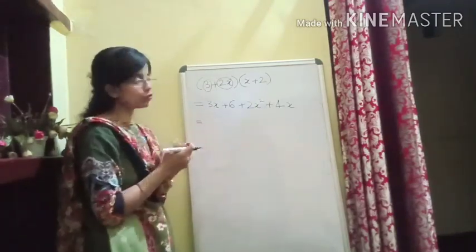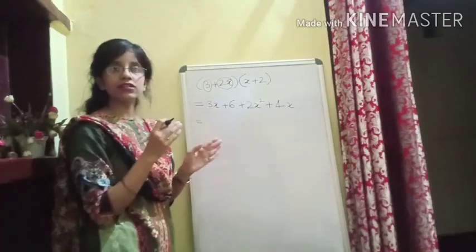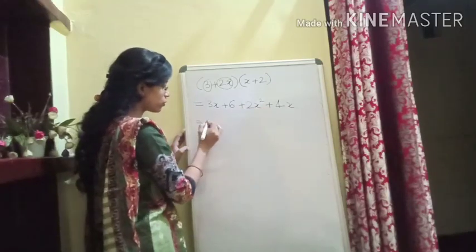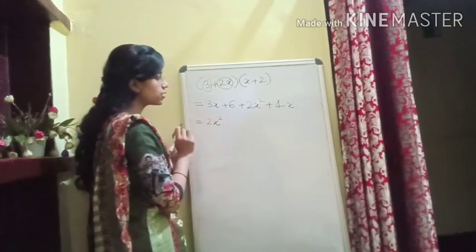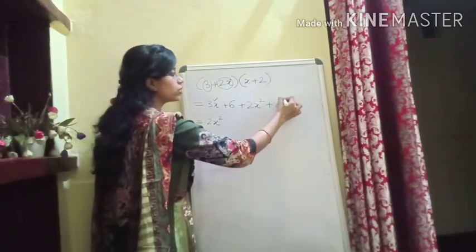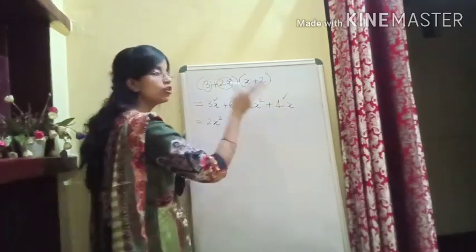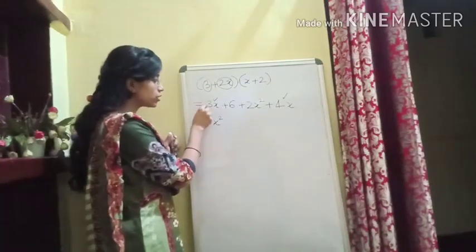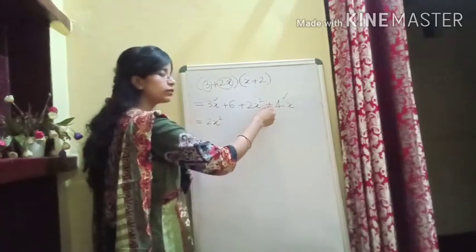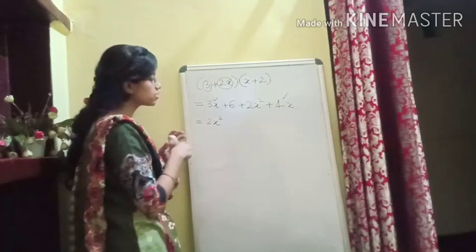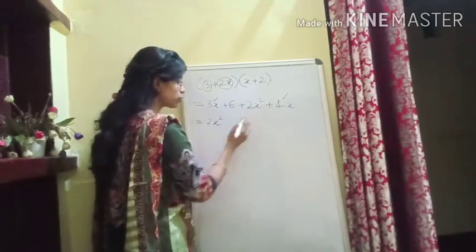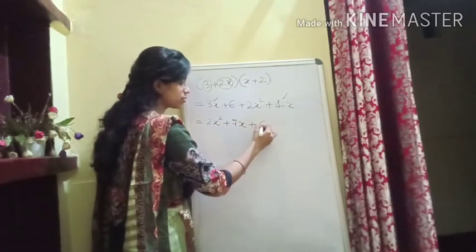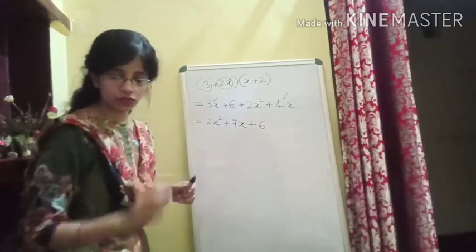Now we are going to simplify, and you know when we simplify we take the like terms together. So here only one term is there, x square. So I'm going to write x square like that. Then we have this term 3x and this term 4x, and they are the like terms. So we are going to add them or subtract them according to the sign. Here 3x is with plus sign, 4x is also with plus sign. So eventually plus plus will be plus. 3x plus 4x will be 7x. And now what are we left with? Plus 6. So this is how we multiply these two brackets.